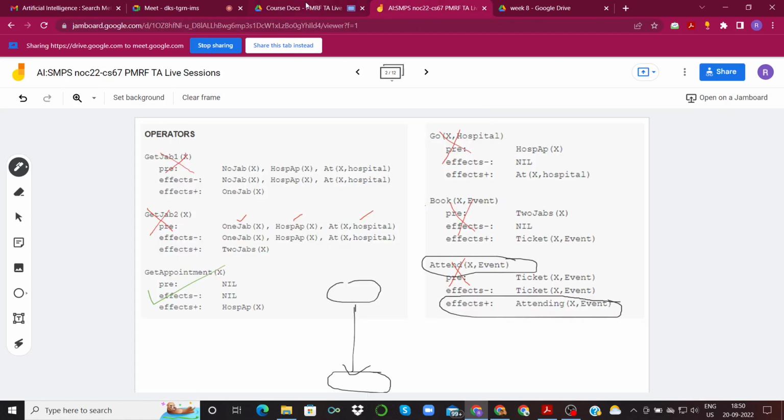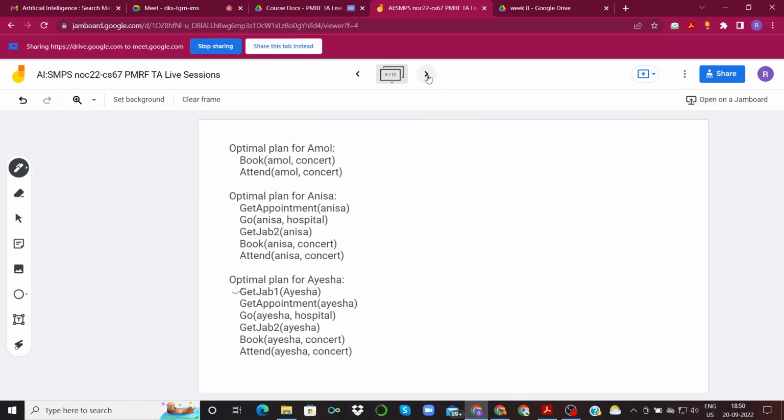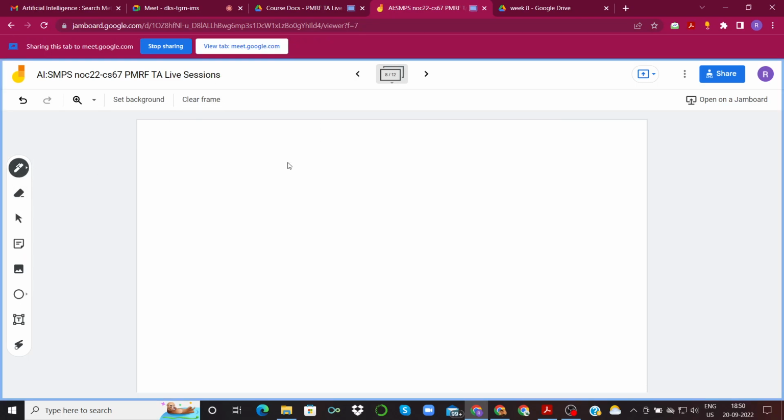So we are asked about the goal stack planning basically. The goal stack planning takes inspiration from both FSSP and BSSP and is the best of both worlds in a way. What goal stack planning does is, you have a set of goals, let's say G1, G2, G3. In our example, the first goal could be the goal for Aisha, the second goal could be the goal for Anisa, and the last one could be the goal for Amol.